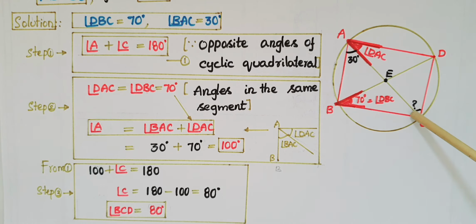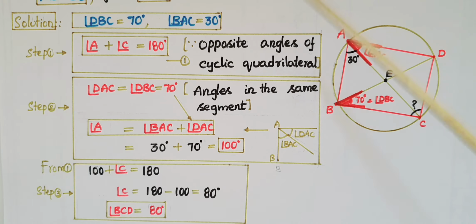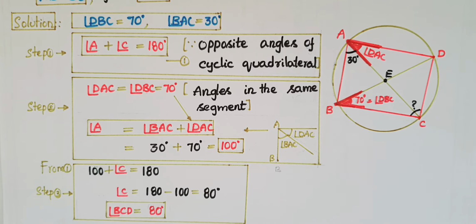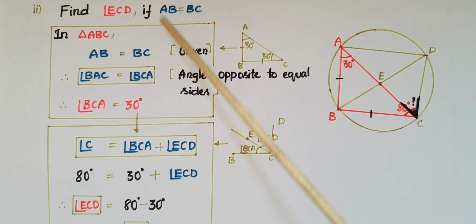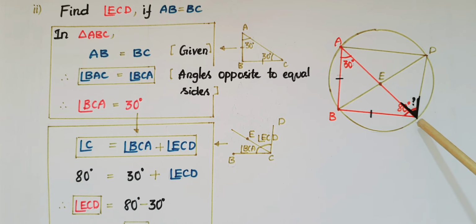So angle C means this angle. So this is nothing but angle BCD. Therefore angle BCD is equal to 80 degrees. Now we have to find angle ECD, that means this angle, if AB is equal to BC, these two sides of this quadrilateral are equal, then we have to find this angle. So we know that this total angle is 80 degrees. So if you know this angle, then we can easily find this angle.